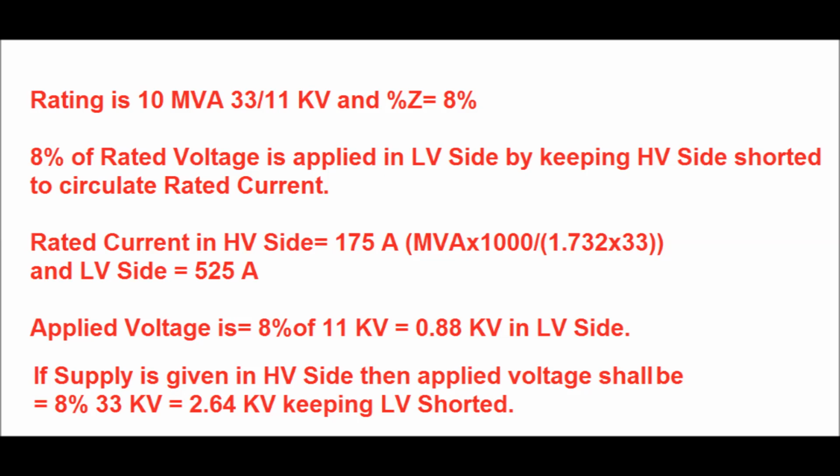As the percentage impedance is 8%, the applied voltage on the LV side will be 8% of the rated voltage, that is 11 kV, which is equal to 0.88 kV or 880 volt. If supply is given on the HV side, keeping the LV side shorted, then the applied voltage shall be 8% of the HV side rated voltage, which is 8% of 33 kV, equal to 2.64 kV.